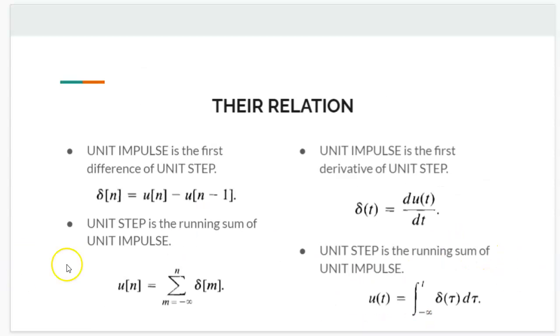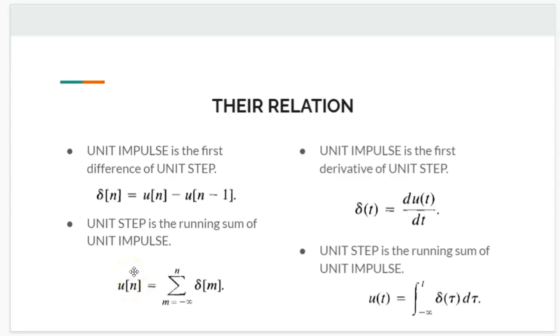That is the only reason why delta of n is 1 at 0 only and 0 everywhere else. That is the logic. And similarly, if you wish to derive the unit step function from the unit impulse function, you have to take a running sum. Let's say you wish to know the value of the unit step function at n. You have to sum up from minus infinity till point n all the values of delta of m. Then you will get the corresponding value of u of n. So this is how they are interrelated.